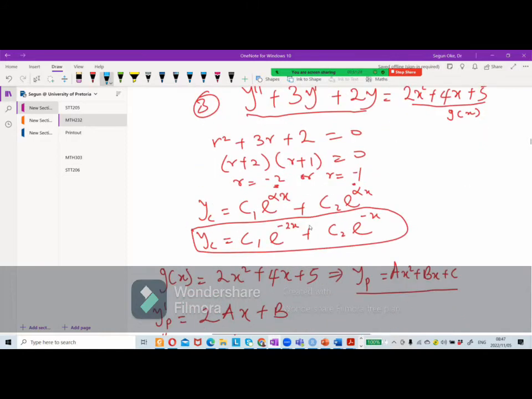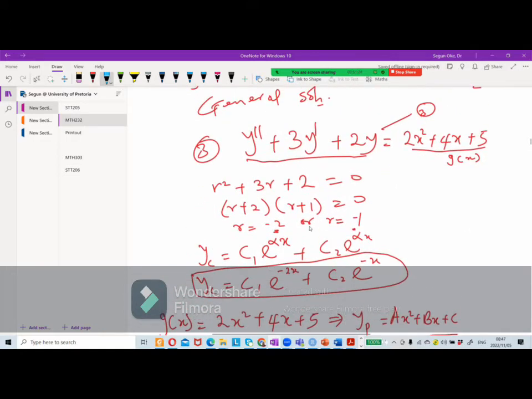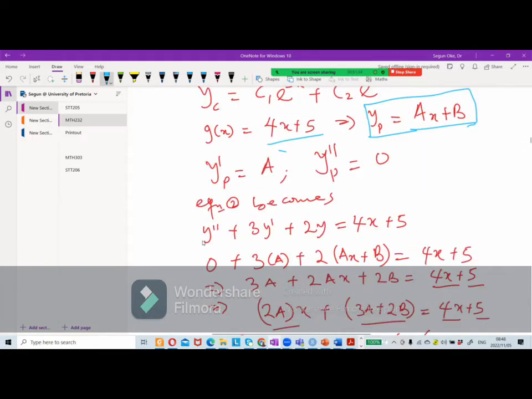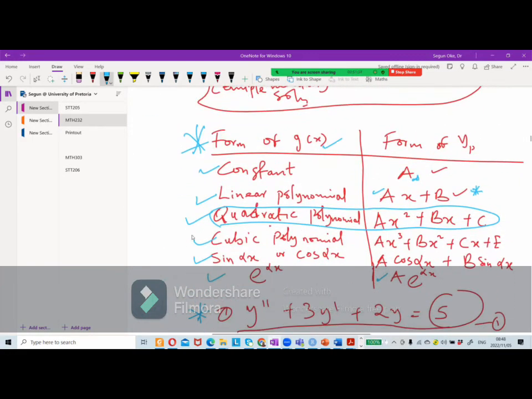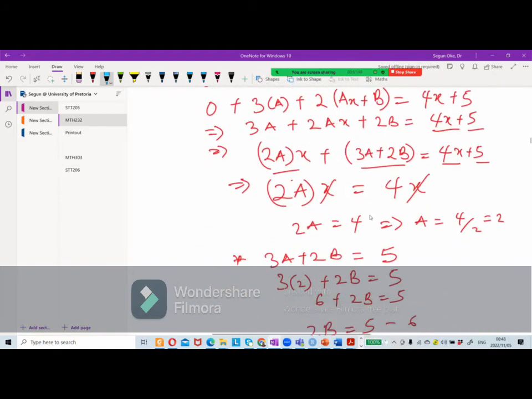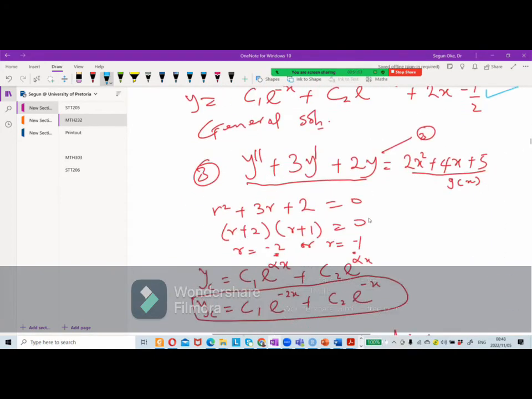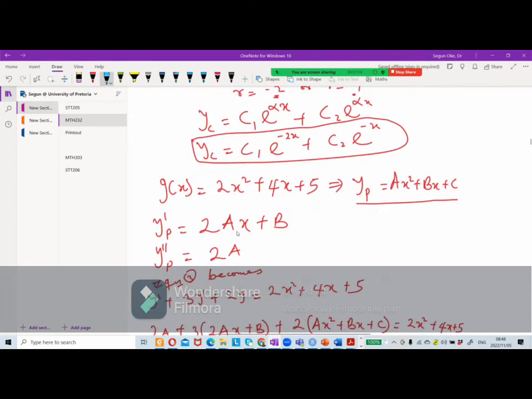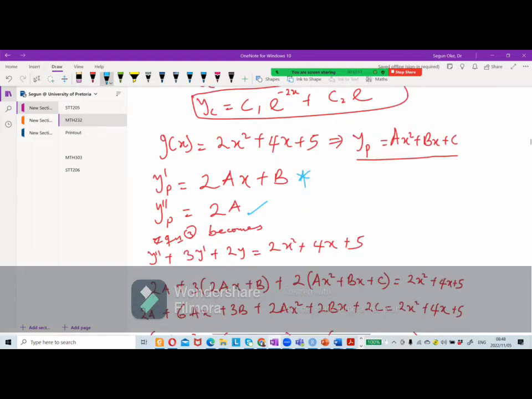Now, in a situation whereby our g of x is a quadratic, go back to your table. That is why you need to master the table. Look at it. When it is quadratic, your equation will be of this form: Ax squared plus Bx plus C. So I will still differentiate Ax squared plus Bx plus C. I will differentiate the first time. I will have 2Ax plus B. The constant returns to 0. When you differentiate this second time, what do you have? You have 2A.